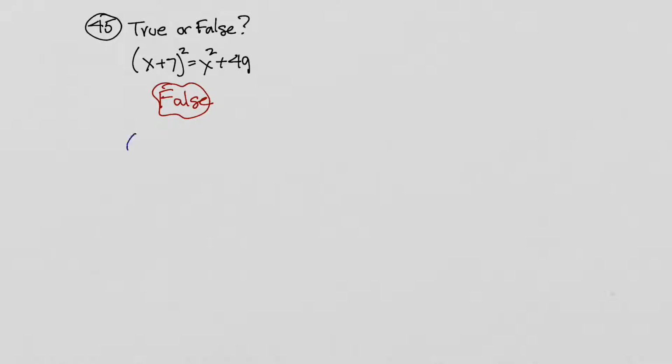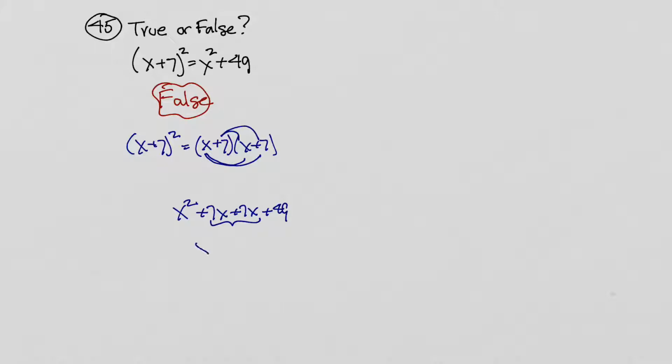Here's one way. First of all, that x plus 7 squared, that's really equal to x plus 7 times x plus 7. And if you multiply this out, first and first gives you x squared. The outer product gives you 7x. The inner product gives you another 7x. And the last, 7 times 7, there's the 49. But you've got two of these 7x's, right? So you've got x squared plus 14x plus 49, which is certainly different than this.